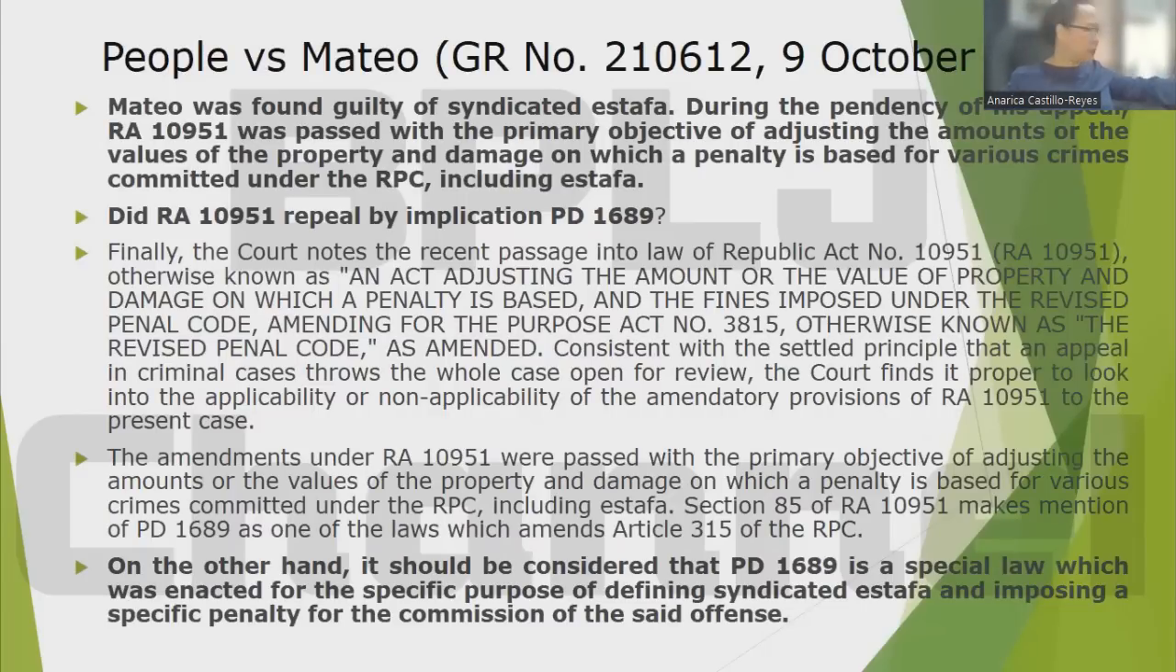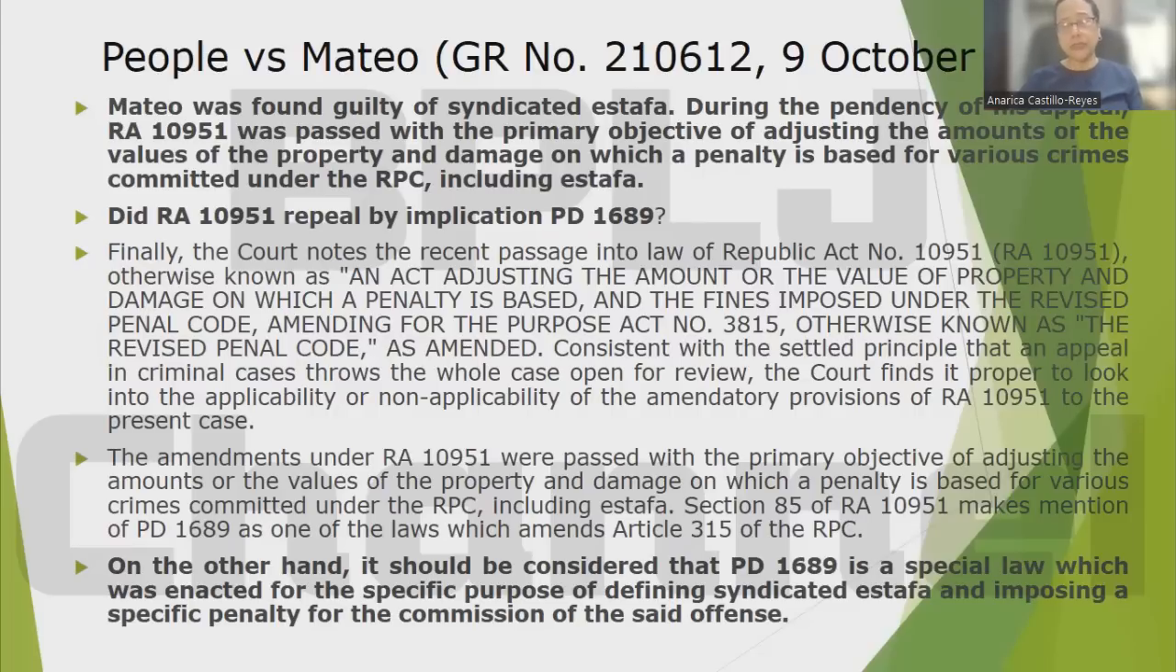So the next case is People versus Mateo. Did RA 10951 repeal by implication PD 1689? In this case, Mateo was found guilty of syndicated estafa. During the pendency of the case, RA 10951 was passed with the primary objective of adjusting the amounts of the values of the property and damage on which a penalty is based for various crimes committed under the Revised Penal Code, including estafa. Now, did that law repeal by implication PD 1689?